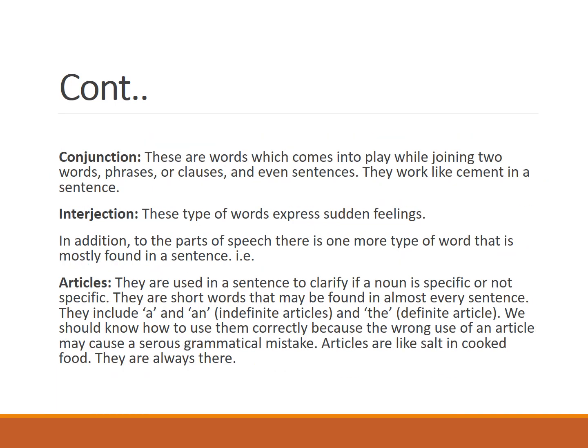Conjunction. These are words which come into play while joining two words, phrases, or clauses and even sentences. They work like cement in a sentence. Interjection. These types of words express sudden feeling. In addition to the parts of speech, there is one more type of word that is mostly found in a sentence, that is articles. They are used in a sentence to clarify if a noun is specific or not specific. They are short words, they may be found in almost every sentence.